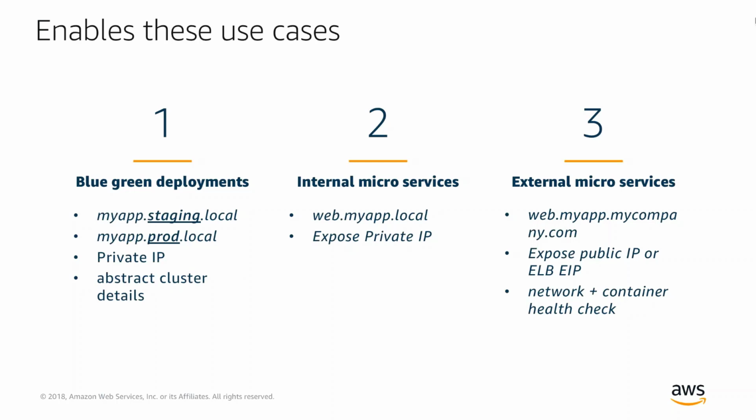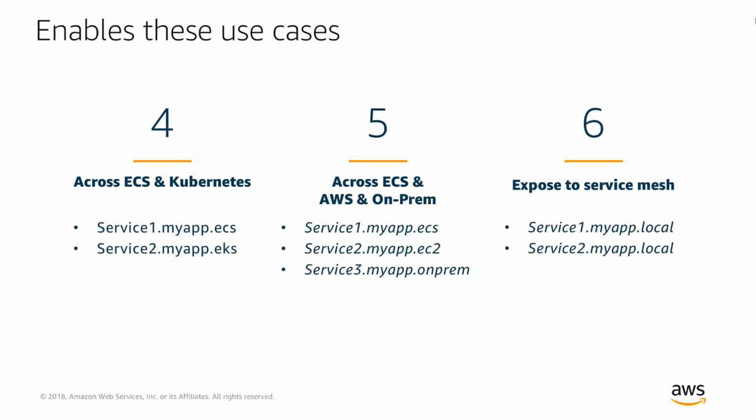I can have communication across multiple different services. So perhaps I have some services in ECS and some in Kubernetes under EKS. Perhaps I have some on-premise, some in ECS, some self-hosted on EC2. I can actually expose all of these services to each other and allow them to communicate with each other across these different boundaries using security groups and using service discovery.